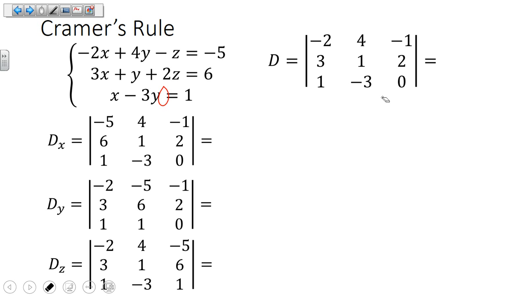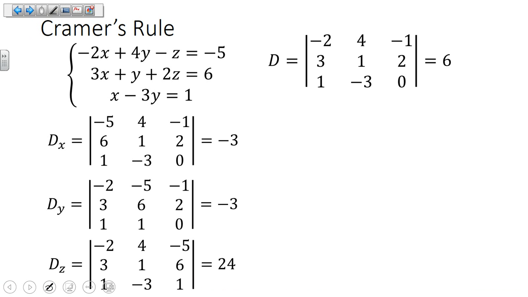D sub X has that X column replaced. D sub Y has that Y column replaced. And D sub Z has that Z column replaced. Now remember the process for finding a determinant for a 3x3. We add the two columns on, we do the diagonals, minus, and we do the diagonals.